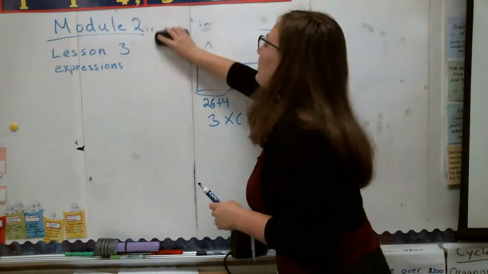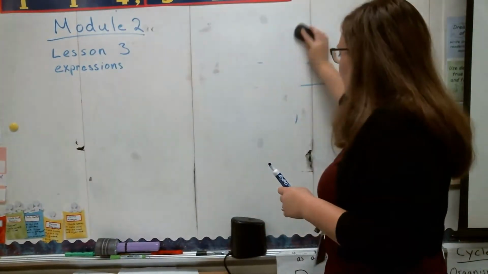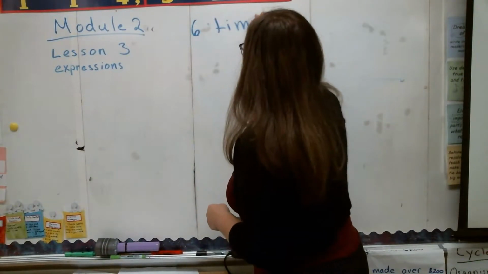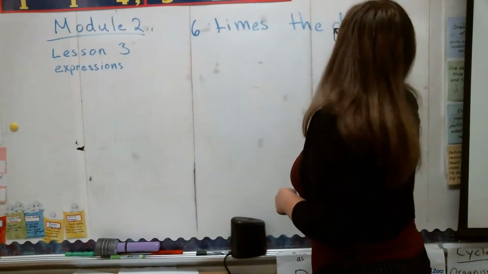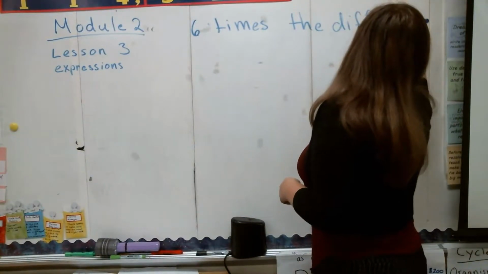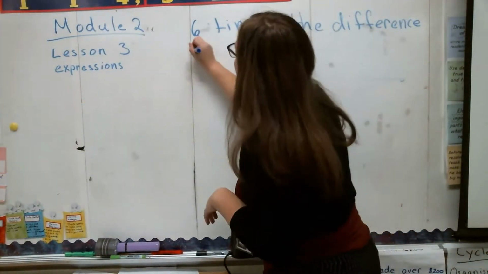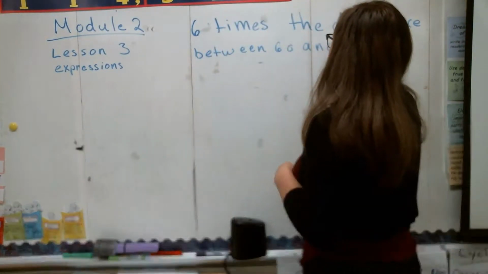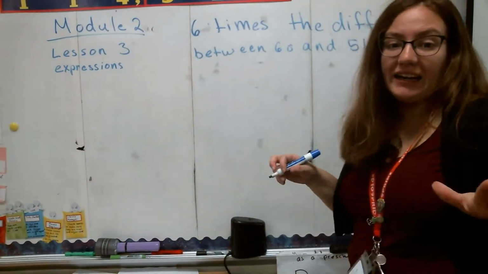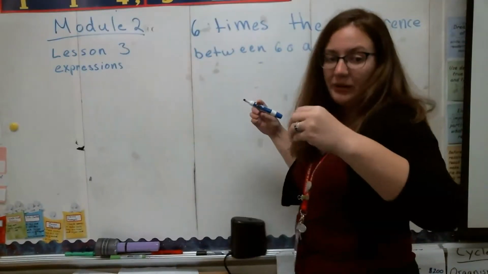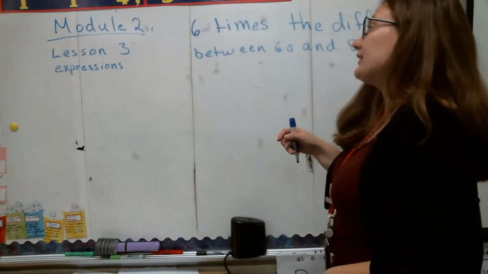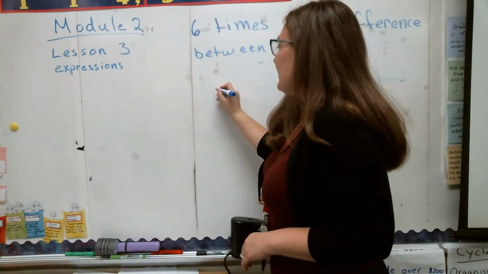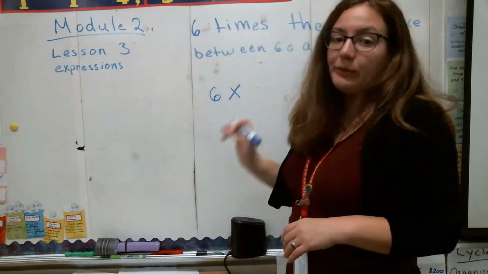So for this next problem, what we have is 6 times the difference between 60 and 51. Now again, I can write this out as a numerical problem and then put it into word form afterwards. So if I see the 6 times part, that just tells me that I can rewrite this as 6 times, that multiplication symbol.